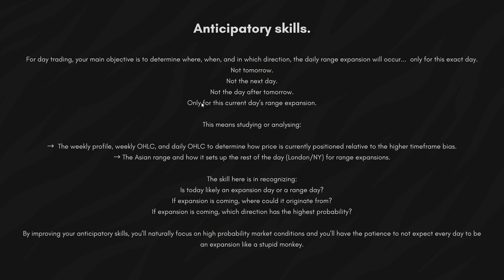Because when you identify days where expansion isn't likely, where we won't have a range expansion, where the probability of an expansion happening is low, then you instantly filter out half of your bad trades. And due to that, you not only save your capital, your emotional energy, but more importantly, you save your confidence from unnecessary drawdowns. You save yourself from forcing trades in low probability conditions, on days where expansion isn't likely.